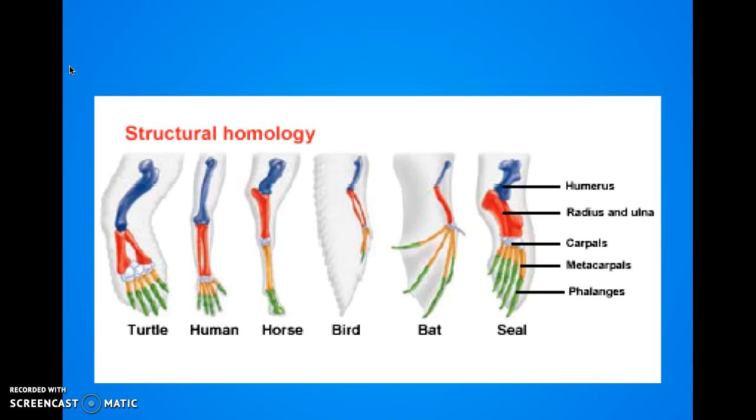All of these structures have a forearm that has a similar structure, but they have different functions. You could see a bird and a bat would be used for flying and wings. I don't think our forearms allow us to fly. So different structures, but they have similar makeups.